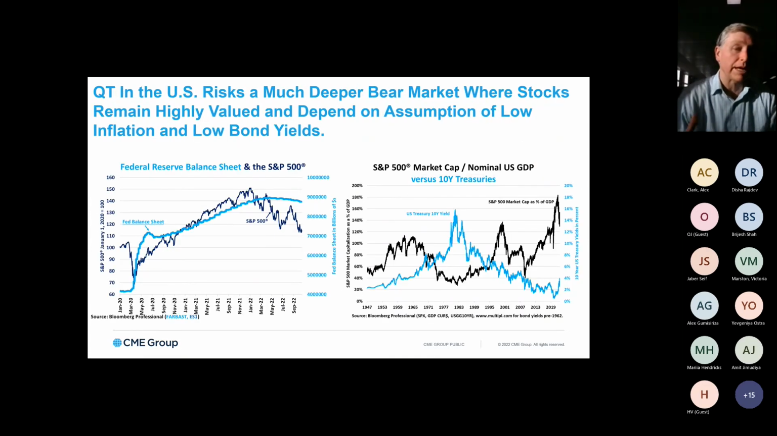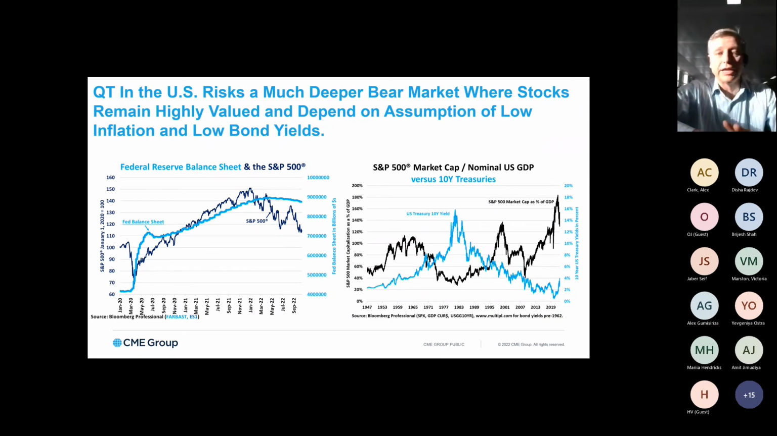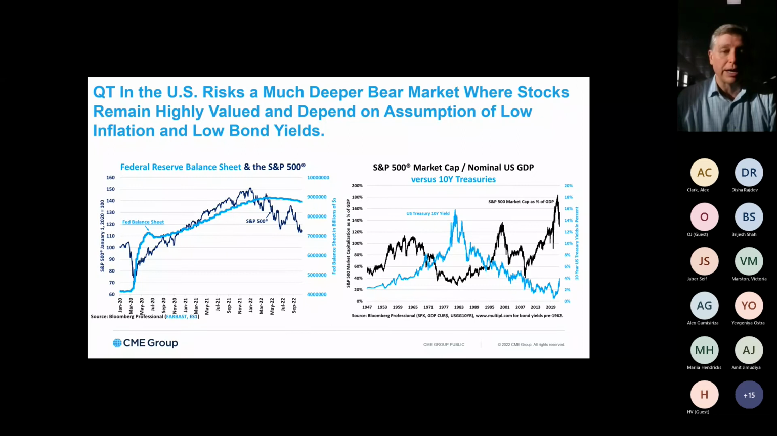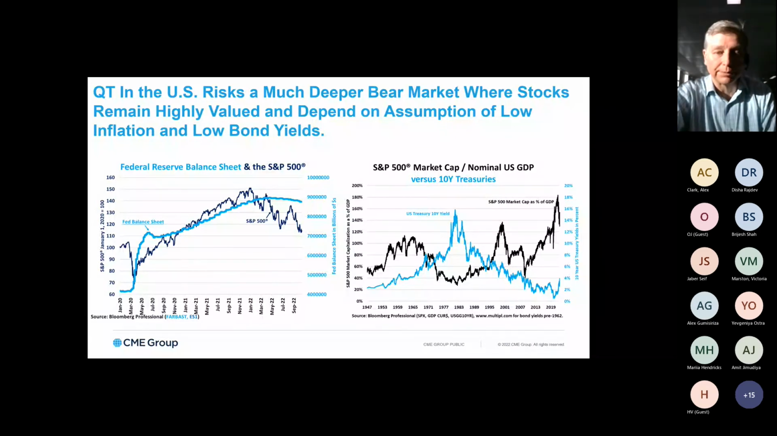As I mentioned, central banks are now reversing quantitative easing. You can see here on the left, the Fed expanded its balance sheet enormously during the pandemic. Now it's shrinking its balance sheet. As it shrinks its balance sheet, it's essentially pulling liquidity out of markets. And the S&P 500 and other equity indices have really been struggling.